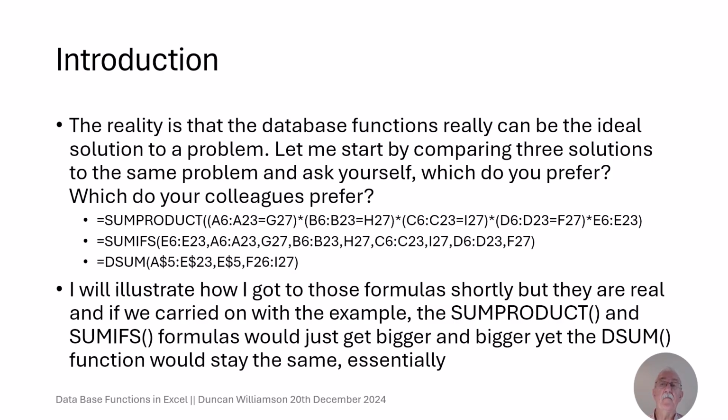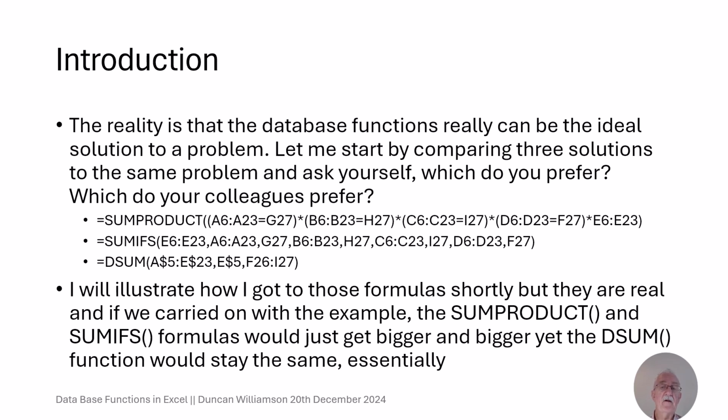And let me start by comparing 3 solutions to the same problem and ask yourself, which do you prefer? Which do your colleagues prefer? First of all, using SUMPRODUCT, and there it is, 1, 2, 3, 4, 5 elements. SUMIFS, same problem, SUMIF solution, 1, 2, 3, 4, 5, 6, 7, 9 elements. DSUM, 1, 2, 3 elements. Now, I will illustrate how I got to those formulas shortly, but they're real.